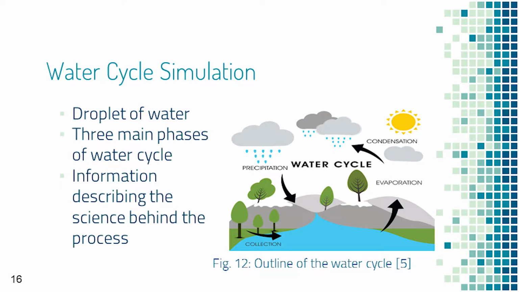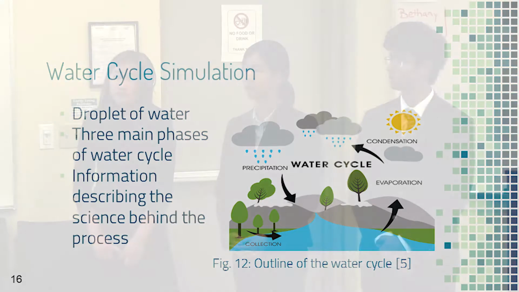To outline the simulation itself, the main idea is that the user takes on the perspective of a droplet of water and progresses through the stages of the water cycle. They begin in a stream where they rise for evaporation, then the clouds come together during condensation, and finally they precipitate back to where they started. During each stage, there is text that pops up explaining the science behind the process, and this is where the educational value of our product comes in.